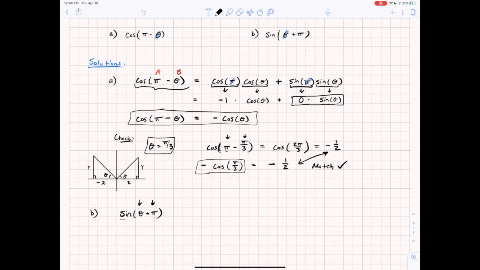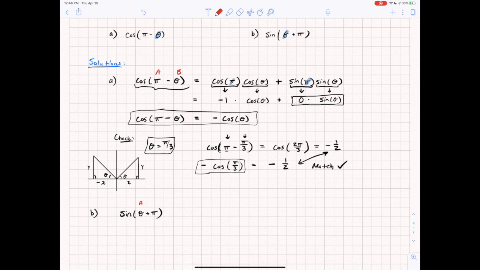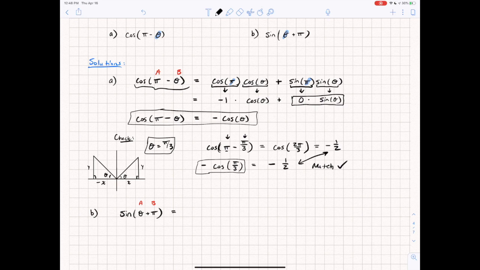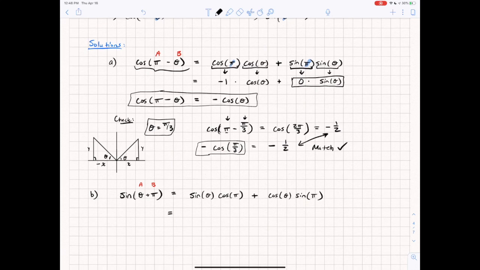And let's see if the answer here makes sense. All right, so I'm going to use the identity again for angle sum this time, where that's my A and that's my B. And so the angle sum says do sine of A, so sine of theta, cosine of B, plus cosine of A, sine of B, which is pi. So we're going to see some very, very similar things like we did beforehand.